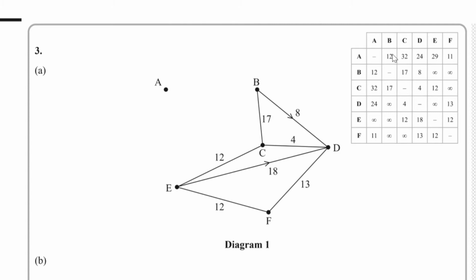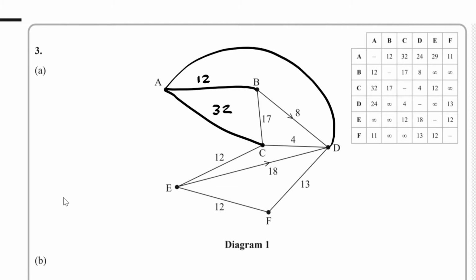Now A to B is 12 and B to A is 12, that's fine. So we can connect those straight away like so with 12. Then we've got A to C, which is 32, and C to A, that's 32. So here we have 32. Then we've got A to D. A to D is 24 and D to A, that's 24, so that's also fine. We can add an arc like that with 24.